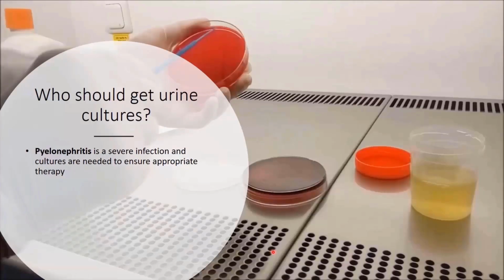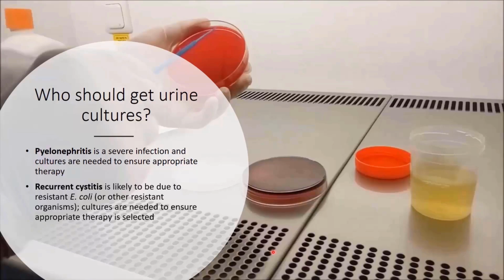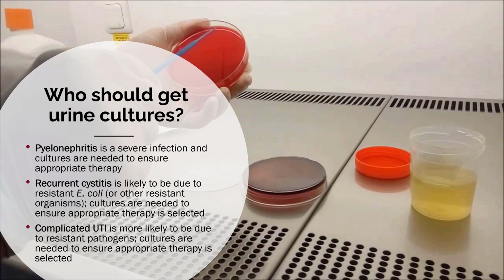So who exactly needs urine cultures? As I mentioned, pyelonephritis is a severe infection and cultures are needed to ensure appropriate treatment is selected. Urine culture is not needed for cystitis. It is needed for recurrent cystitis, and the reason is if someone keeps getting cystitis, it's likely to be due to resistant organisms. So for that reason, we need cultures to identify susceptible antimicrobial agents to make sure we treat it appropriately. And of course, complicated UTIs are also more likely to be due to resistant organisms, and that's why we also need urine cultures to make sure we use agents that are susceptible.